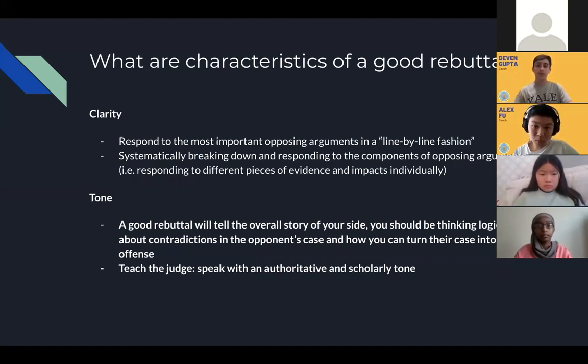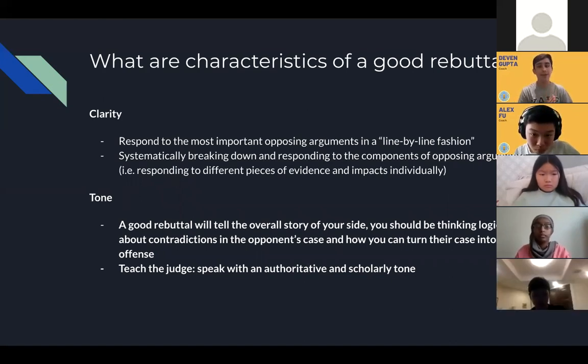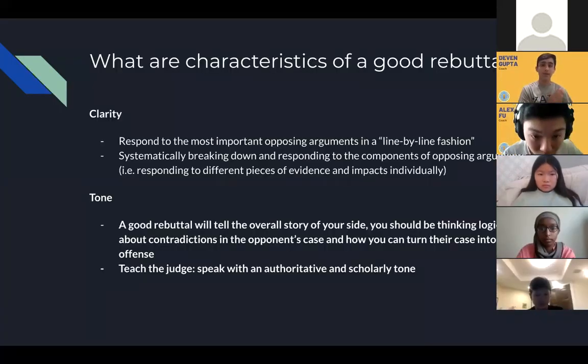Responding to the most important opposing arguments in a line-by-line fashion. What do I mean by this? Remember how we talked about yesterday that you can say, on the warrants of the first contention, here are responses. On the impact of the first contention, here are responses, and so on and so forth. You are systematically breaking down and responding to the components of opposing arguments, i.e. you're responding to different pieces of evidence and impacts individually.